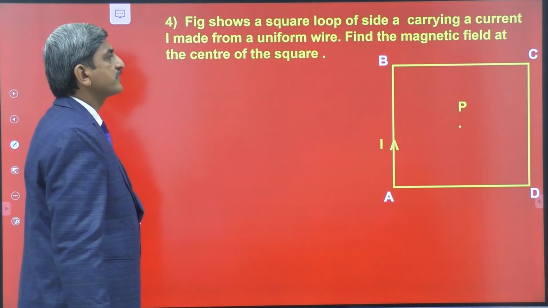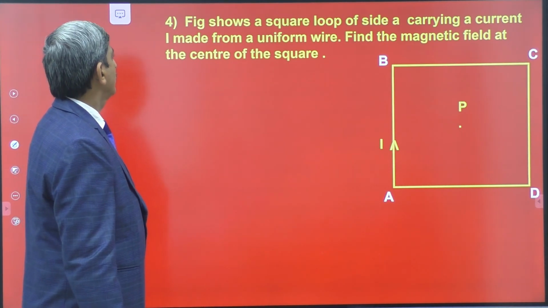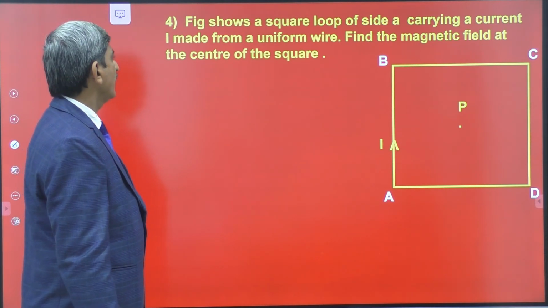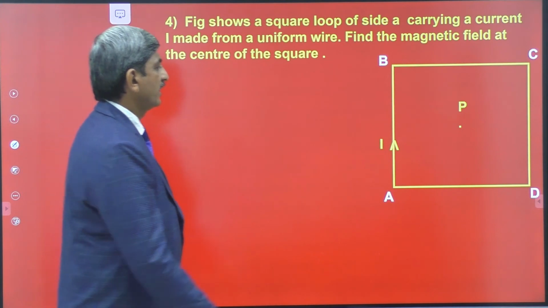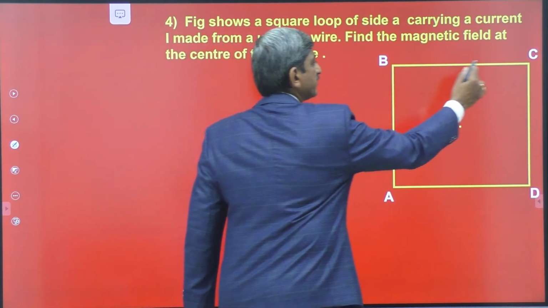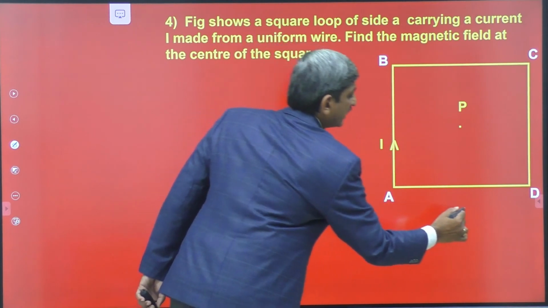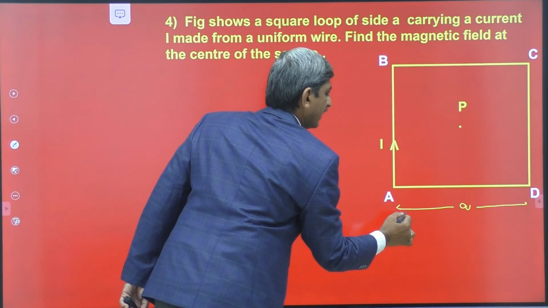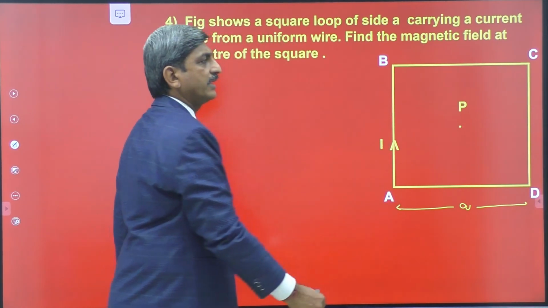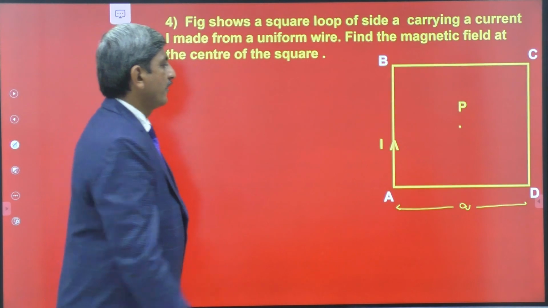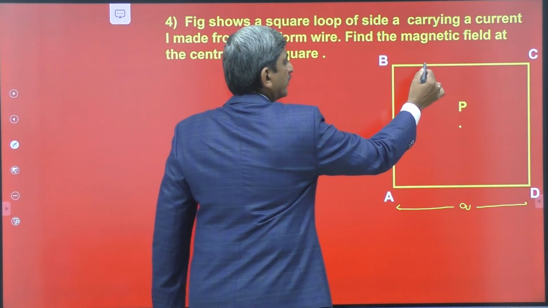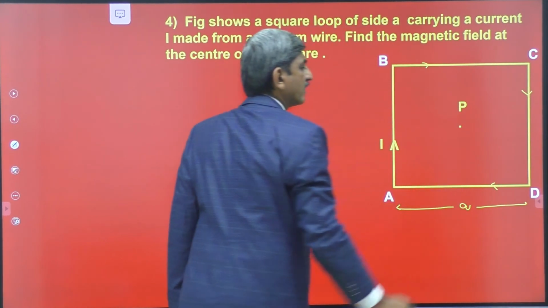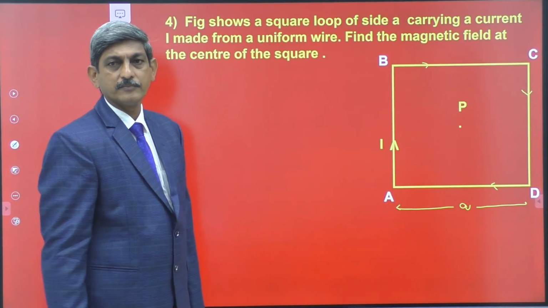Figure shows a square loop of side A carrying a current I made from a uniform wire. Find the magnetic field at the center of the square. Here a long wire is taken that is bent in the shape of a square like this, and the side of the square is given as A. And the wire is carrying a current of I, as shown in the figure. We want to find out the magnetic field produced by these four sides of the square at the center of the square, that is at point P.